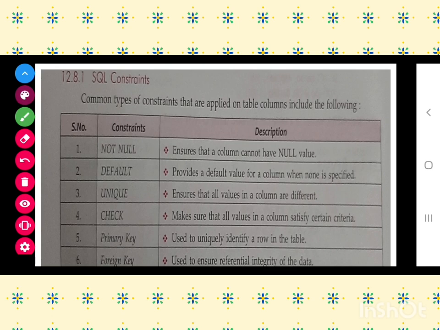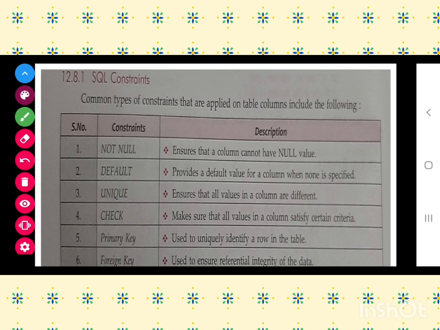Now unique is, suppose I want a particular column to be filled by the user as unique. Unique means no duplicate record. Similarly, we can give check. In check, suppose marks are to be entered. Marks should not be negative, marks should not be above 100 or below 0. For that also we can apply a check. Primary key, you all know, if you want to make a particular column a primary key, we will give primary key.